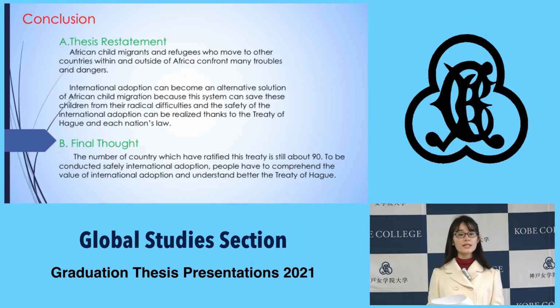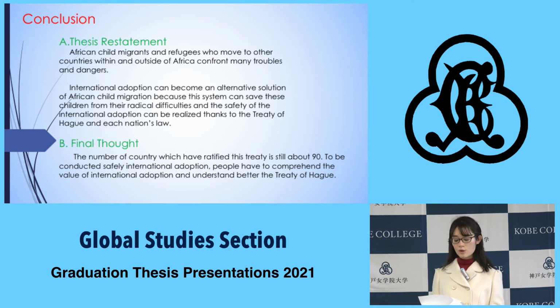In conclusion, African child migrants and refugees who move to other countries within and outside of Africa confront many troubles and dangers. Under these difficult situations, international adoption can become an effective alternative solution for African child migration, because this system can save these children from their radical difficulties, and the safety of international adoption can be realized thanks to the Treaty of Hague and each nation's law.